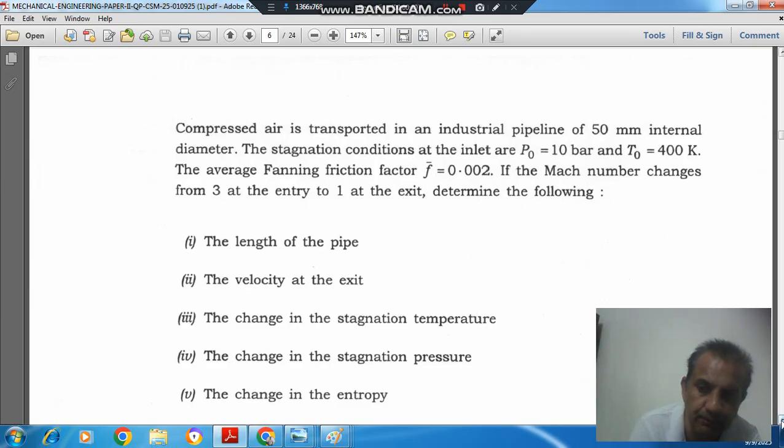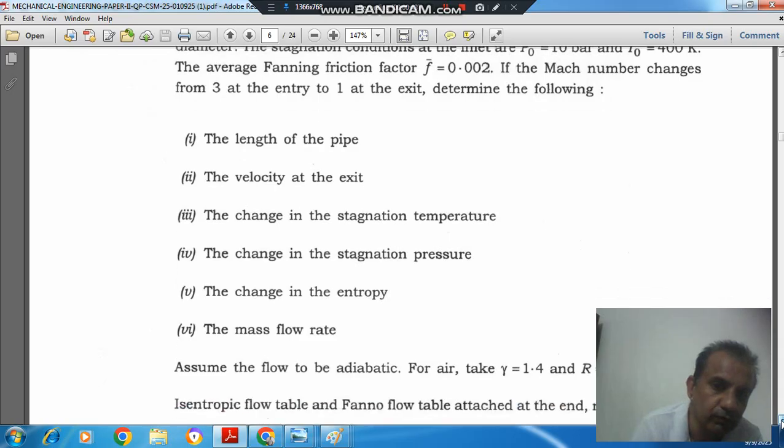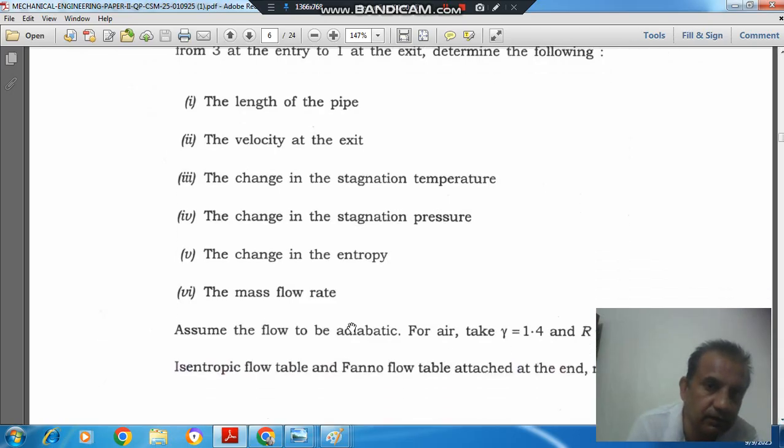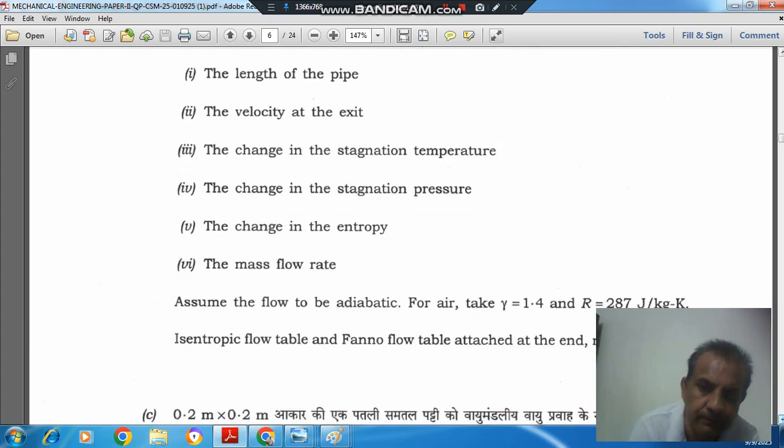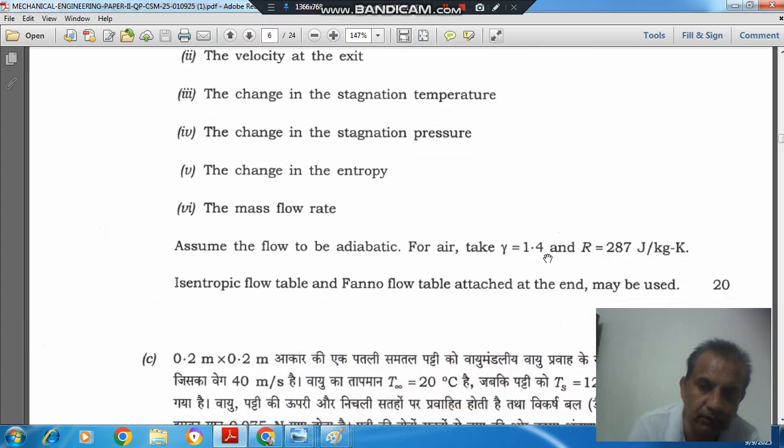The length of the pipe. 2. The velocity at the exit. 3. The change in the stagnation temperature. 4. The change in stagnation pressure. 5. The change in the entropy. 6. The mass flow rate. Assume the flow to be adiabatic. For air, take gamma equal to 1.4 and R 287 joule per kilogram per degree Kelvin. Isentropic table, Fanno flow tables and Rayleigh flow tables are attached at the end, may be used.